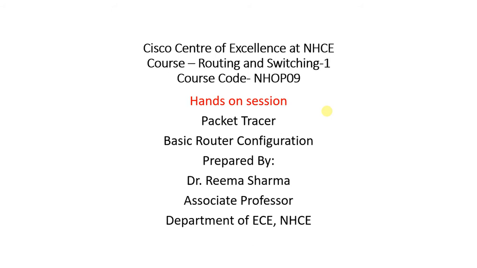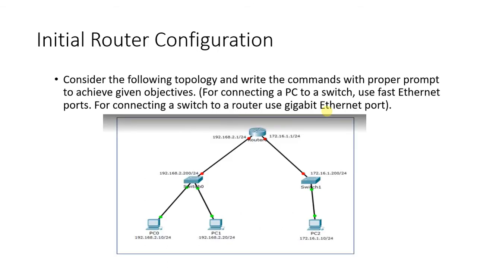Today we will see a hands-on session using Packet Tracer on basic router configuration. So we'll be using this particular topology for basic router configuration. There are two PCs connected to switch 0 in this topology, and this switch 0 is connected to the router's G0/0 interface. Then we have PC2, which is connected to switch 1, and then it is connected to the G0/1 interface of the router.